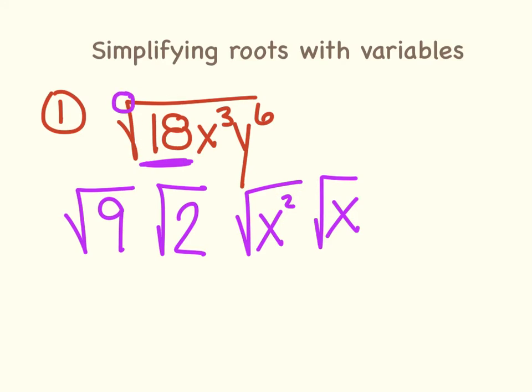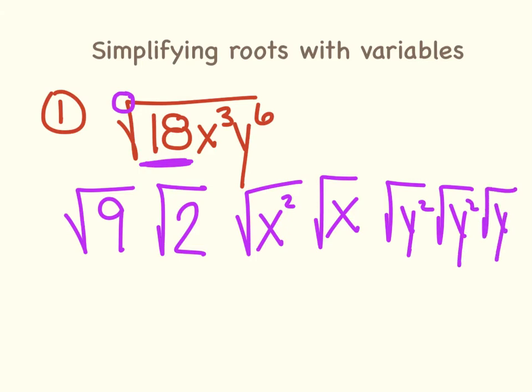Now I'll start with the y's. I need a total of 6 of them. So I can go y squared, and y squared, and y squared. 2, 4, 6, that gives me 6 of them. And the most I can put under here is a 2 because this is a square root.